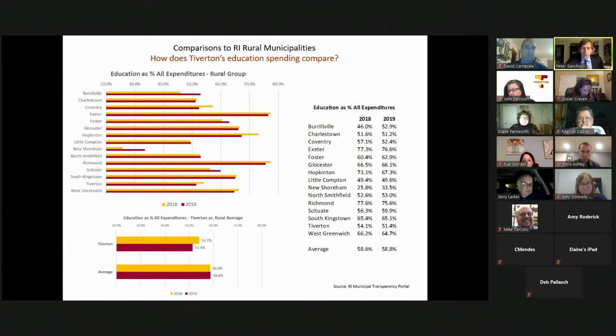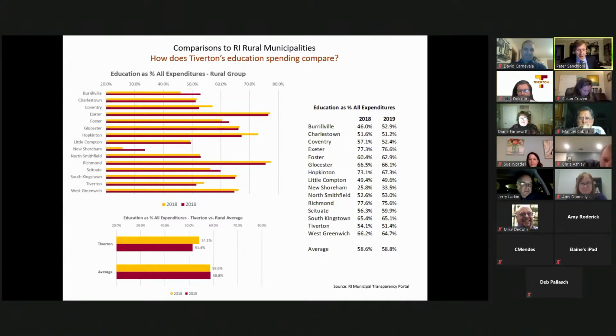If you look on the right side at those percentages, you see Tiverton second from the bottom at 54.1 in 18, 51.4 in 19. You can see it's one of the lowest of the rural communities. It's North Shoreham and Charleston. I'm not sure how North Shoreham operates with that. That's Block Island, Dr. Sinkioni. Block Island. All right, thank you for that.